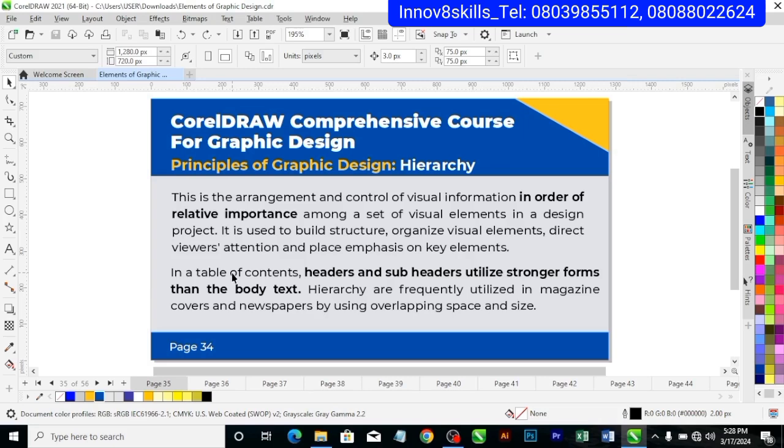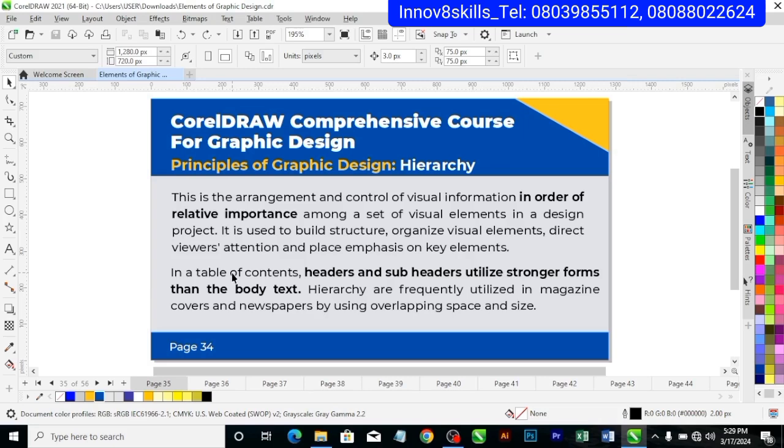The first one we'll be talking about here is hierarchy. This refers to the arrangement and control of visual information in order of relative importance among a set of visual elements in a design project. It's possible that in your project you have multiple, maybe similar, elements, and you need to make one pop out more. You want the more important one to be noticed at first sight.